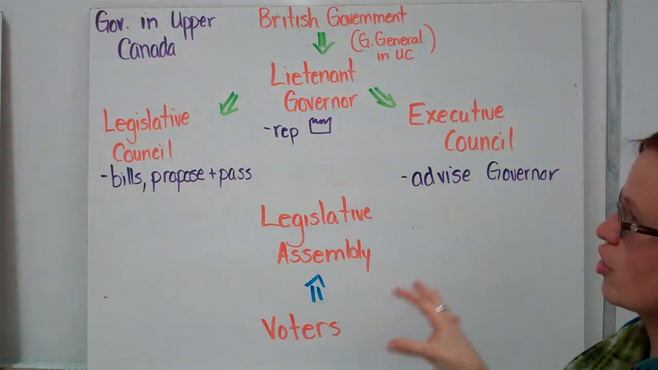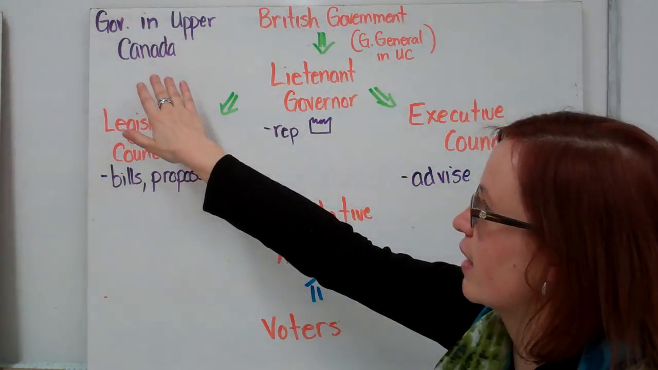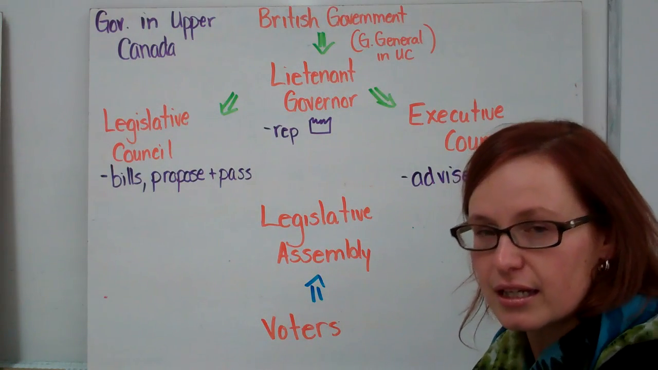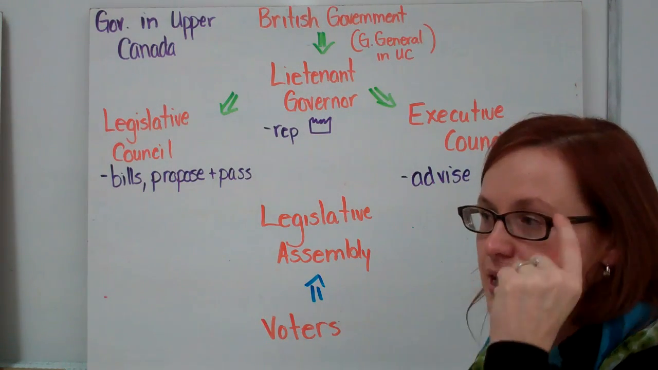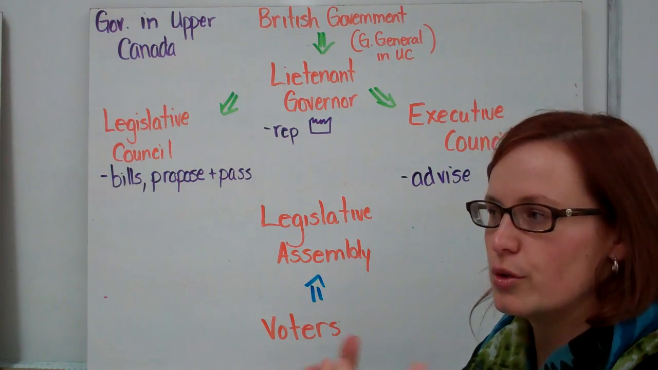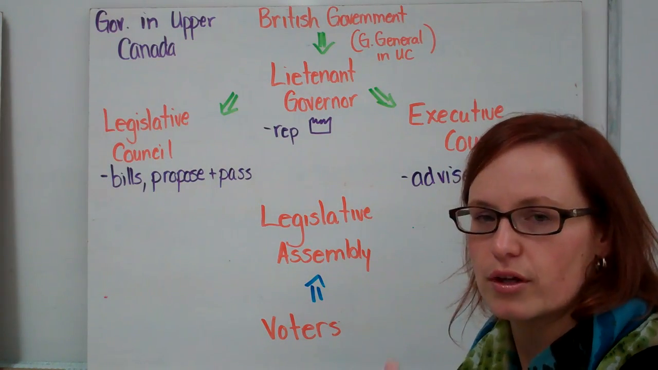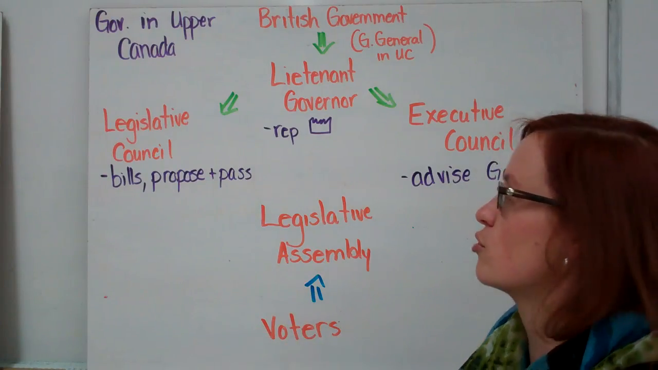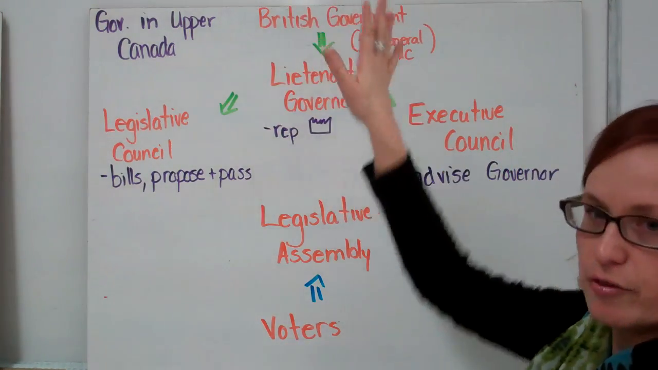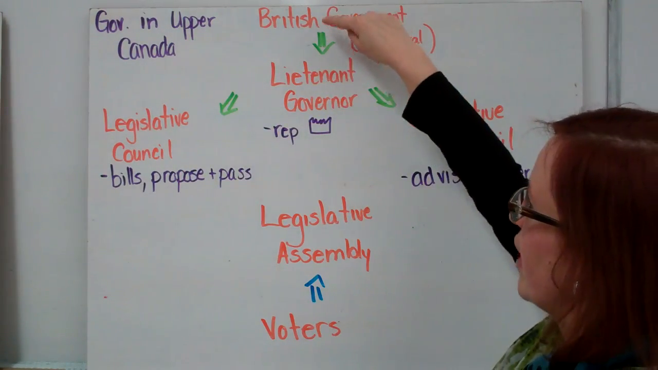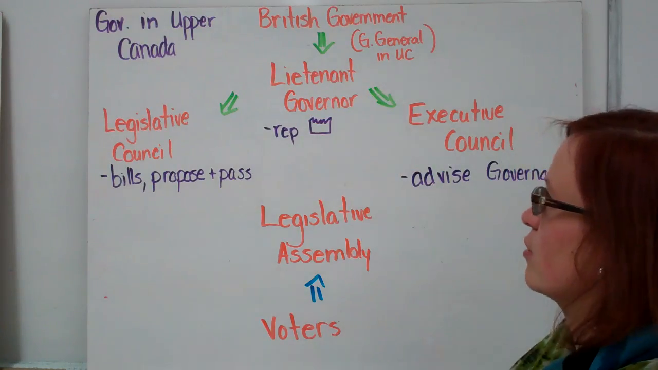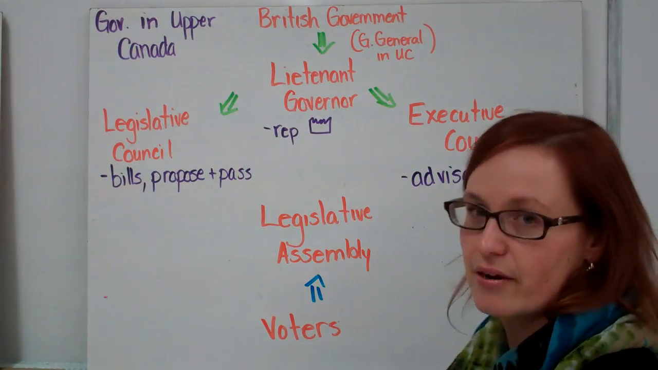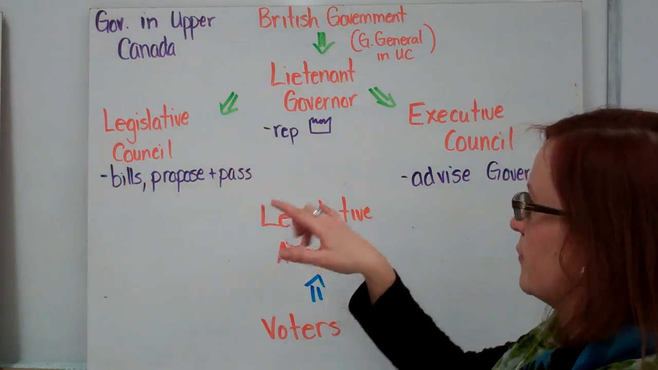Here's the structure of the government. Now I've put up here, it's the government in Upper Canada. So remember, Upper Canada is that portion of the British Loyalists who have the Lieutenant Governor, who's second in charge to the Governor General. The Governor General is in Lower Canada, and he is the person that's truly in charge. So we have the British government over in Great Britain. And they appoint, the green arrows are appoint, they appoint a Lieutenant Governor for Upper Canada.